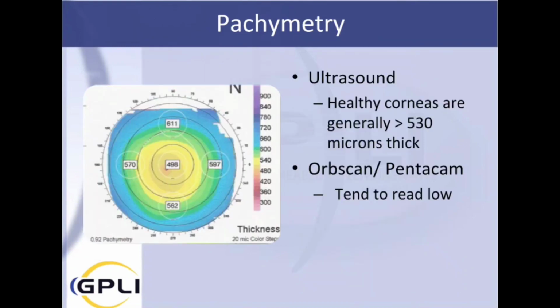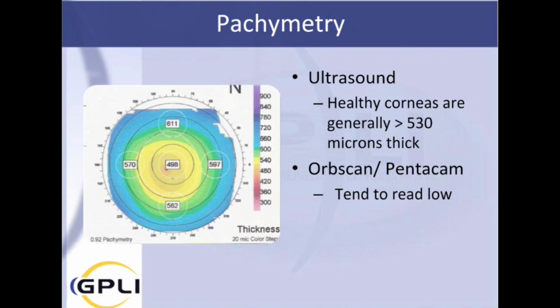Pachymetry is helpful in diagnosing keratoconus. Healthy corneas generally have pachymetry values greater than 530 microns. Elevation-based topography systems can measure pachymetry values directly. The orb scan and pentacam units tend to read low, while the slit lamp OCT units tend to agree with the ultrasound pachymetry.